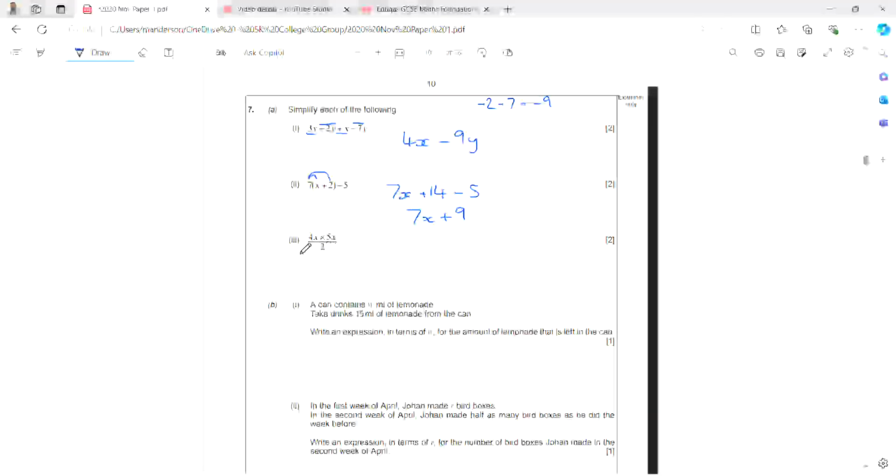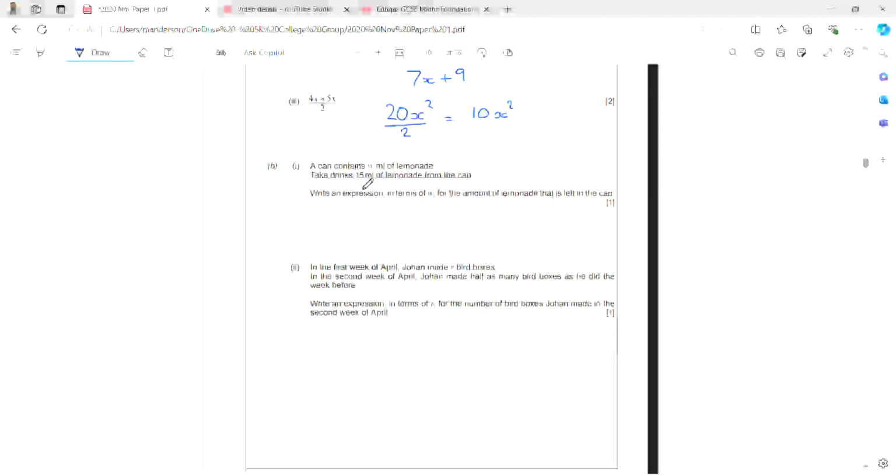4x times 5x all divided by 2. So 4x times 5x, well, 4 times 5 is 20, and x times x is x squared, and this is being divided by 2. 20 divided by 2 is 10, so we have 10x squared as our answer.